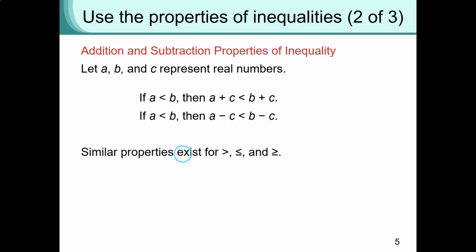A similar property exists for less than or equal, and greater than or equal. So when you add the same number to both sides of an inequality, the direction of the inequality sign remains the same. Nothing is changed.